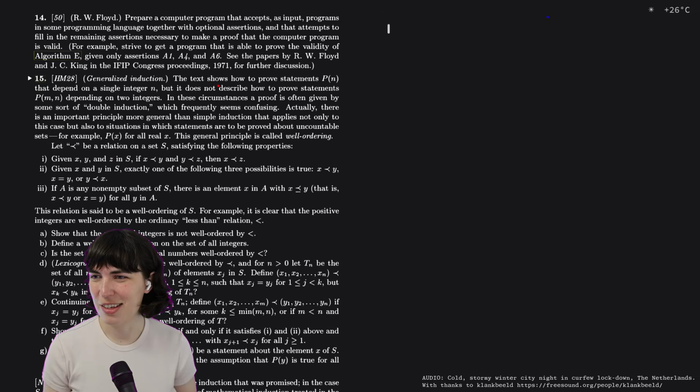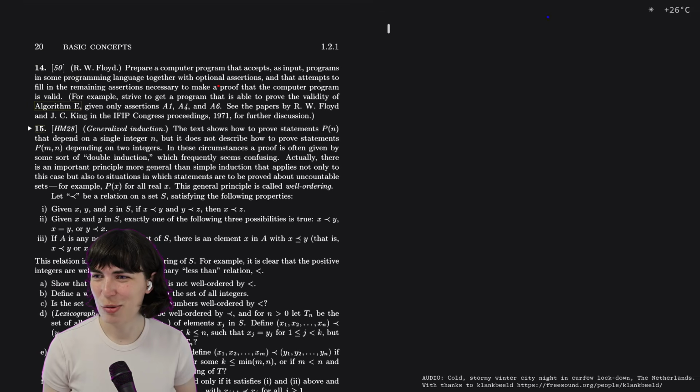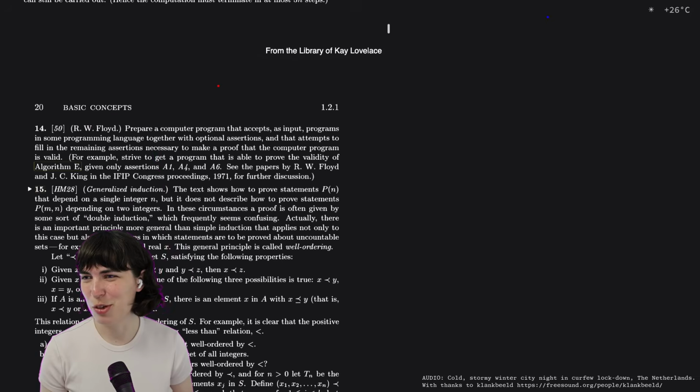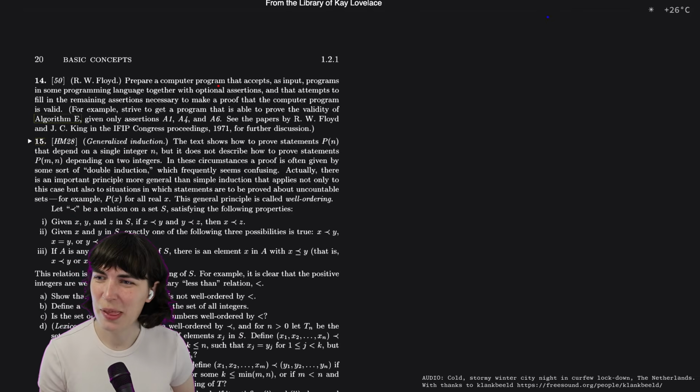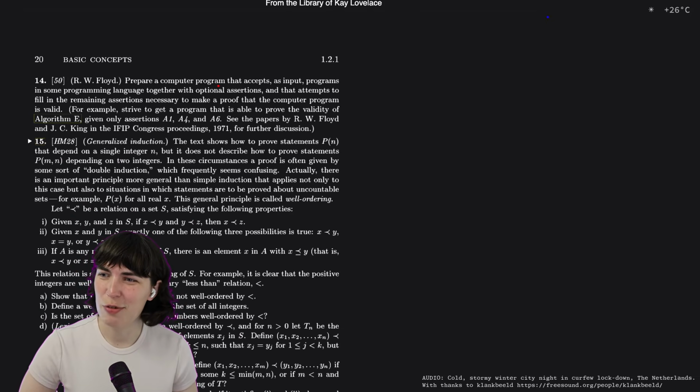Oh my gosh. Okay, these get quite fun, don't they? We've got a 50 here. We've got a 50 difficulty problem. All right, let's read the 50 difficulty problem from R.W. Floyd. So 50 means it's unsolved, I think. Prepare a computer program that accepts as input programs in some programming language together with optional assertions, and that attempts to fill in the remaining assertions necessary to make a proof that the computer program is valid. For example, strive to get a program that is able to prove the validity of algorithm E, giving only assertions A1, A4, and A6.